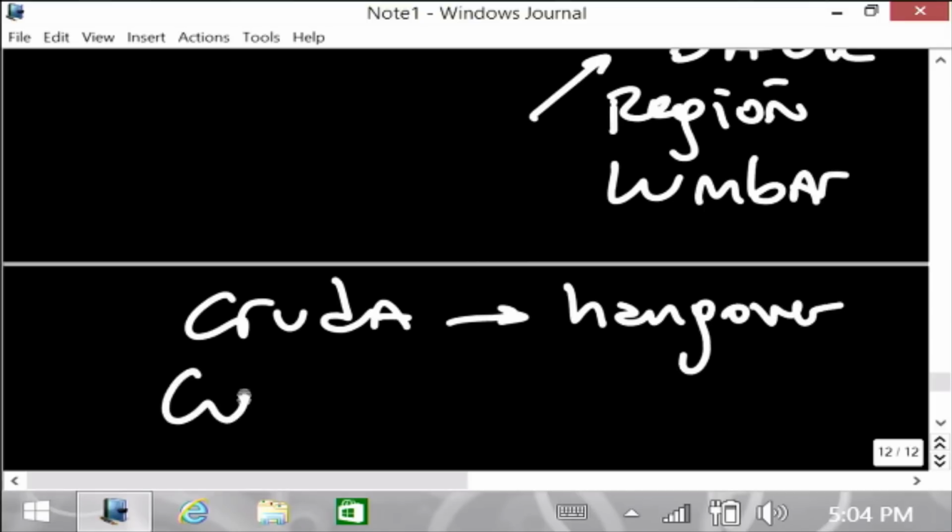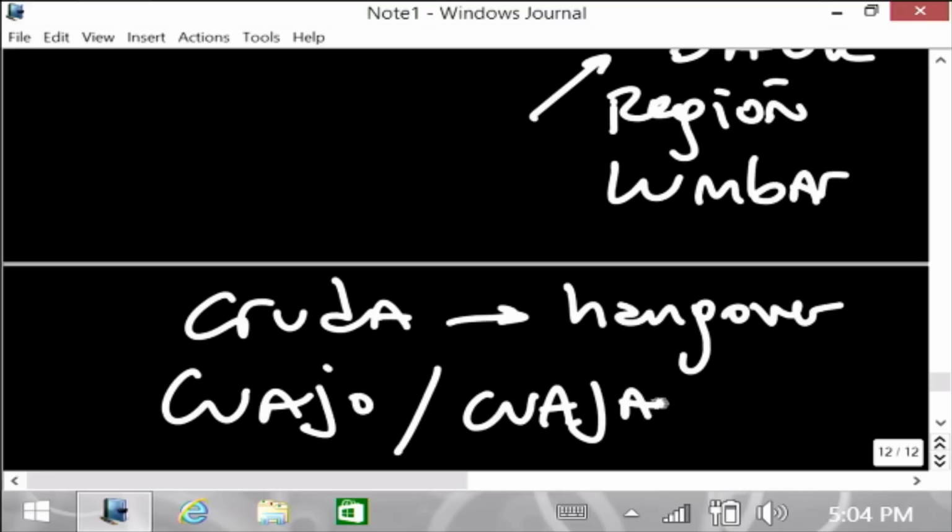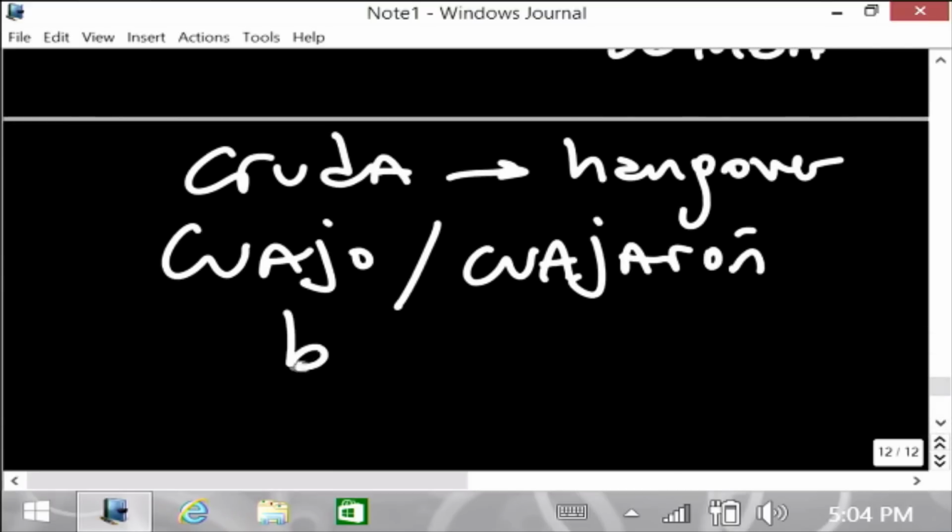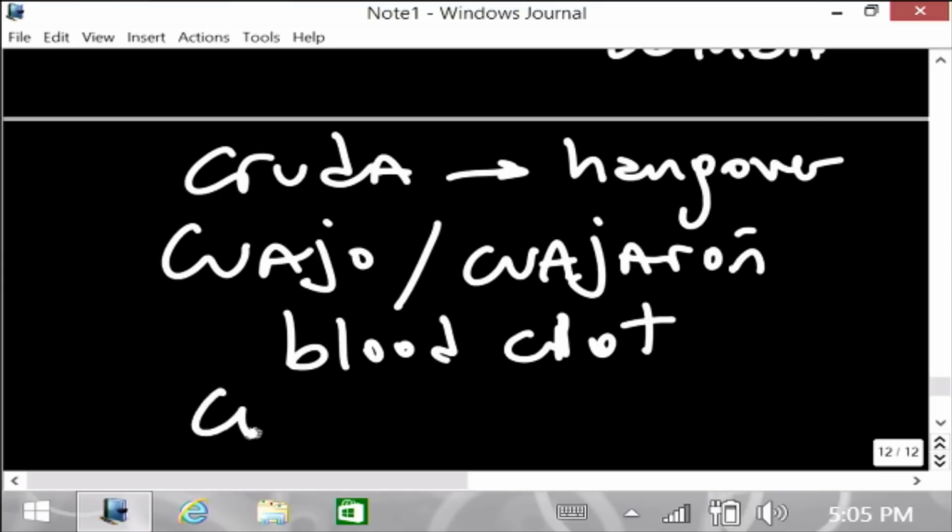Cuajo. Sometimes they also use cuajarón. Or cuajarón. They both mean blood clot, C-L-O-T. Cuero. Skin.